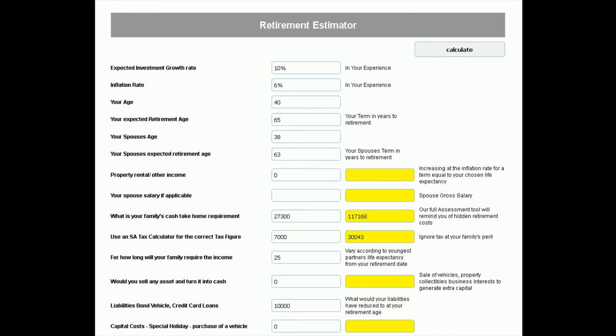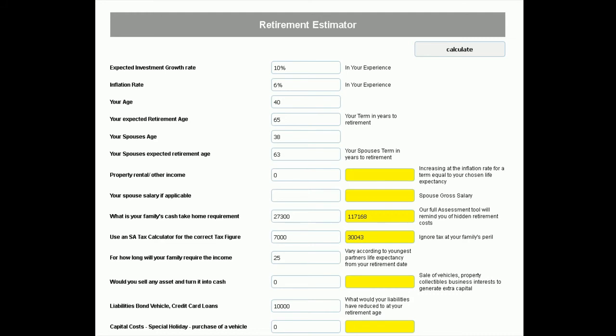The first is that because we don't have a clue what the tax tables will look like in 25 years' time when Mr. Joe Soap wants to retire, we can only use our present year's tax tables. So this type of analysis should be run at least twice a year so that you can adjust the figures.